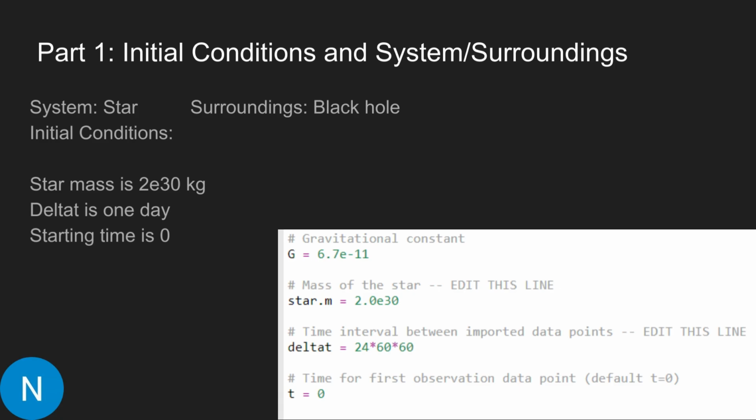So for part 1, the system is the star, while the surroundings is only the black hole. Initial conditions: the star mass is 2 times 10 to the 30th kilograms. Delta T is 1 day, so that's the interval between data points. And then the starting time is 0.